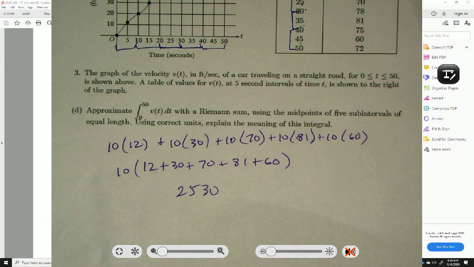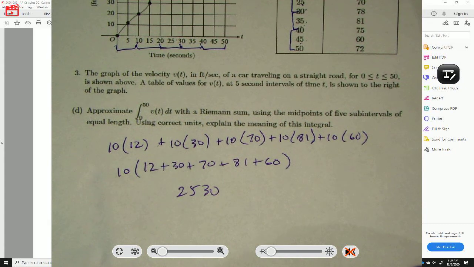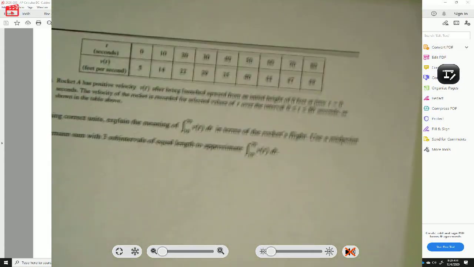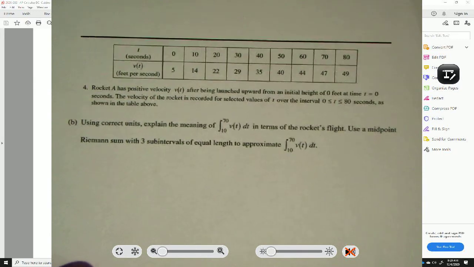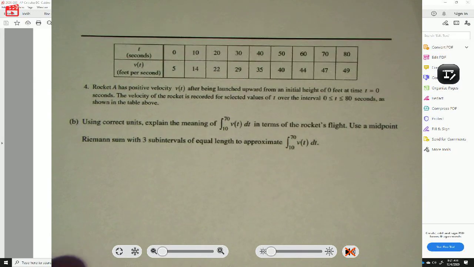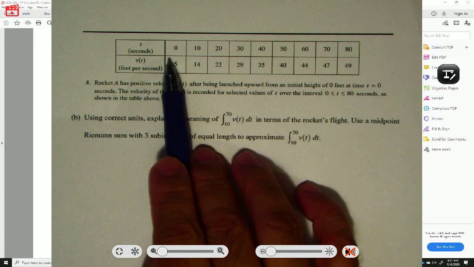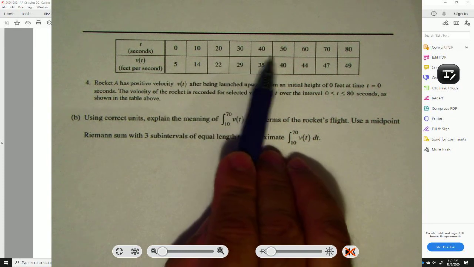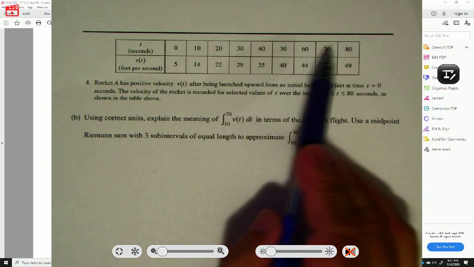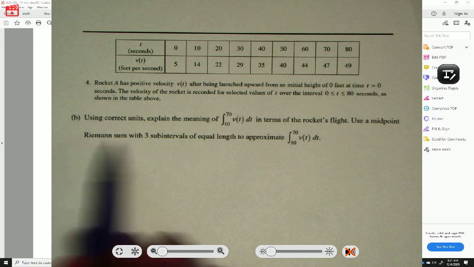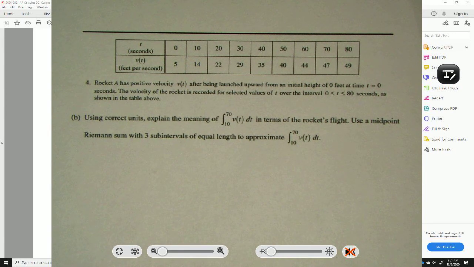And I'm going to do at least one more using midpoint. Here's another question taken from a free response, past. Oh, I forgot to put which year. So here's a similar chart, and notice their uniform width. That's a warning sign letting you know they're going to ask for midpoint. Using correct units, explain the meaning of that. We're not going to do the explaining part.